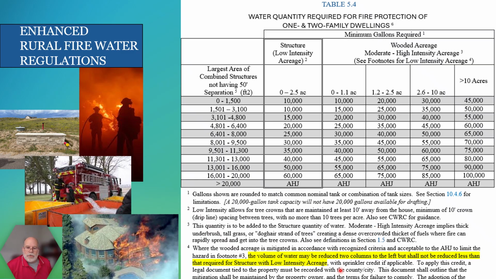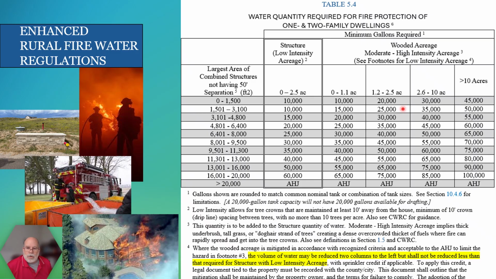Now it's important, you'll also see in footnote 4, it says that to apply this credit, the terms that are agreed to need to be documented on the legal documents for that property. So it needs to be recorded with a county system or somewhere, again, as an agreement that they committed to taking these credits and maintaining that level of protection.